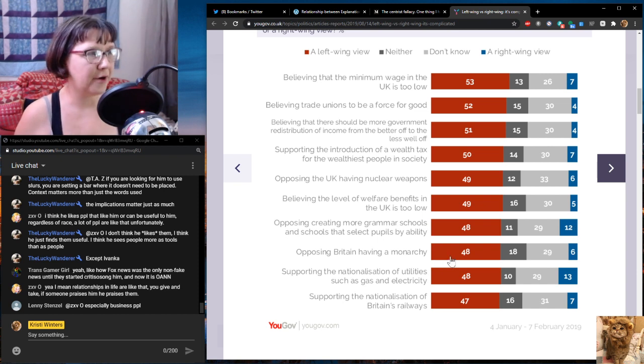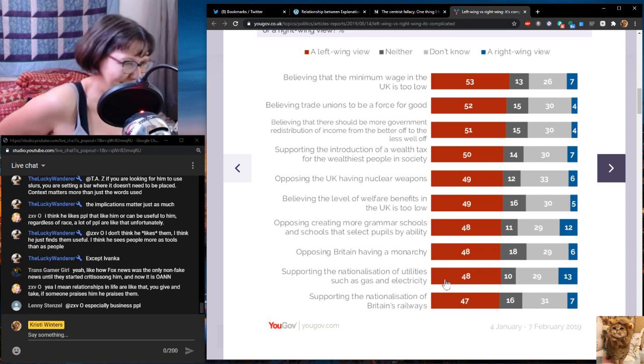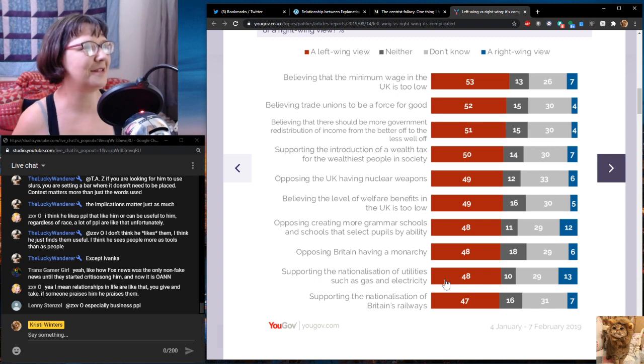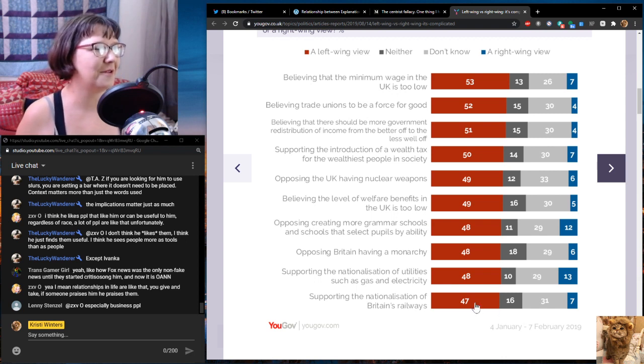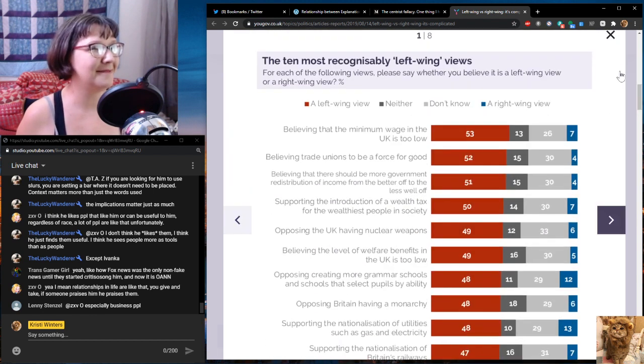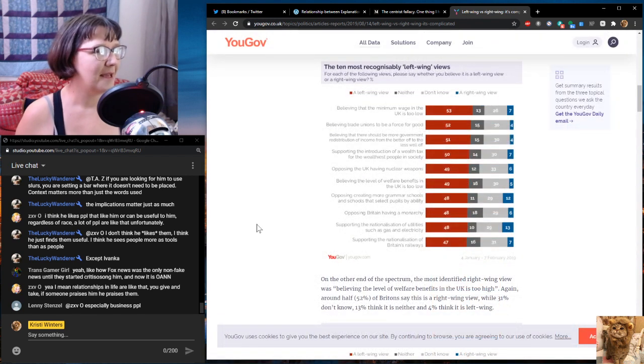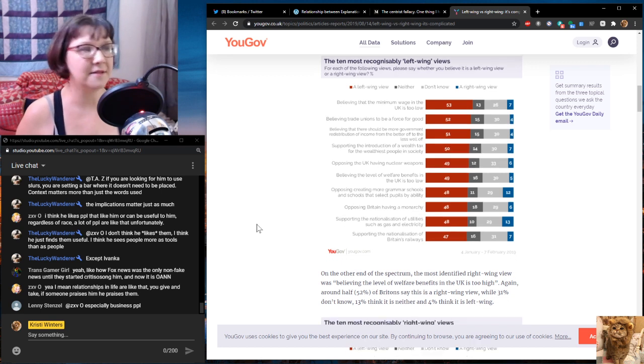Opposing Britain having a monarchy. Less than half thought that was a left-wing view. Supporting the nationalization of utilities, such as electricity and gas. 13% thought that was a right-wing view. And supporting the nationalization of the railways, only 47%. So, yeah, that's getting back to my point about how hard it is for us. These things are useful and they're good to know, but how we think about them and use them, we have to be cautious and reflective.